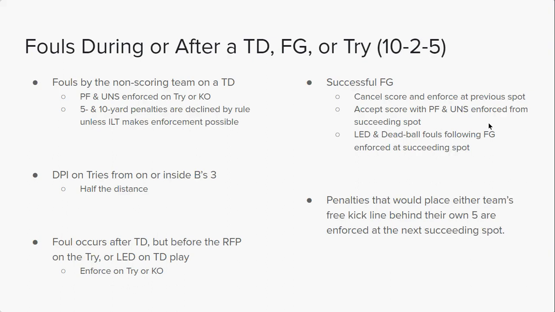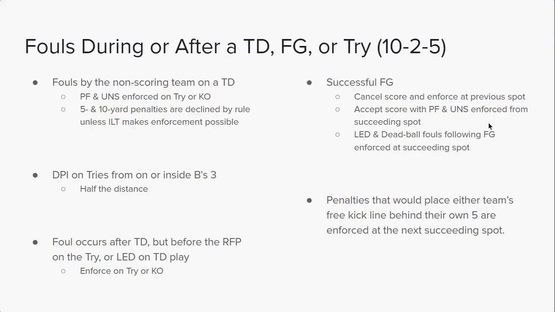Note here that penalties that would place either team's free kick line behind their own 5-yard line are enforced to the next succeeding spot. Here's an example. Let's say we had, either between the touchdown and a try, or on the try, before the kickoff, we had 4 separate actions that would be penalized as 4 separate unsportsmanlike conduct penalties. Not very likely, but possible.